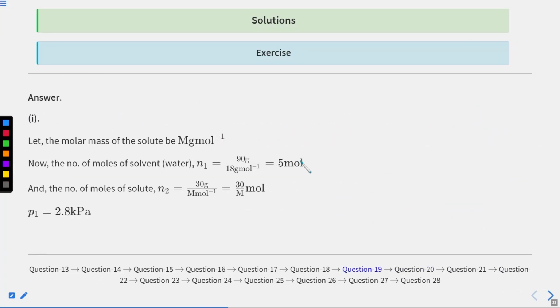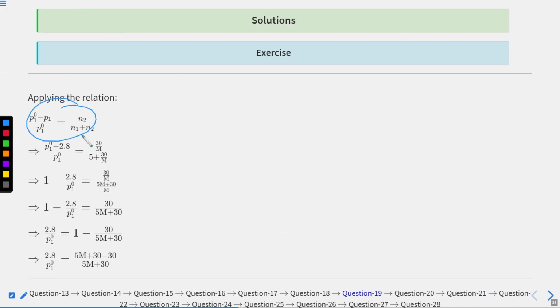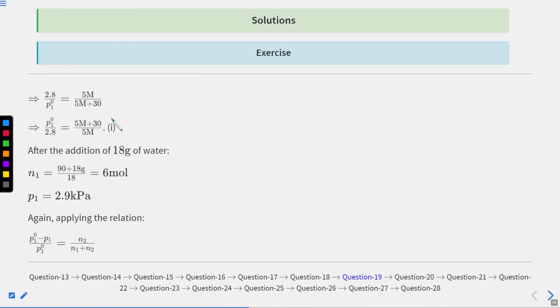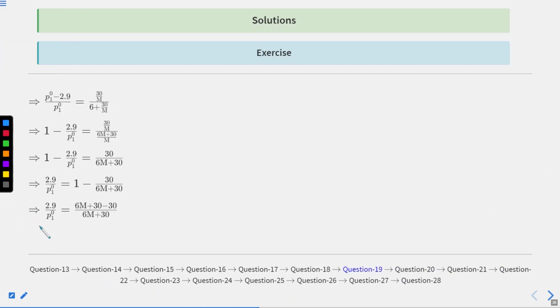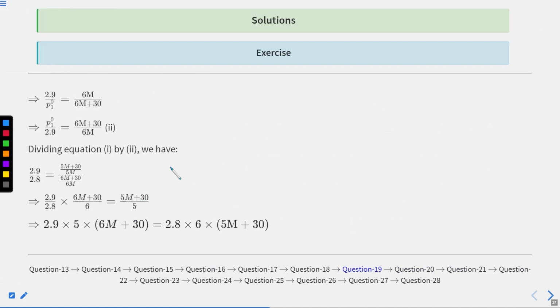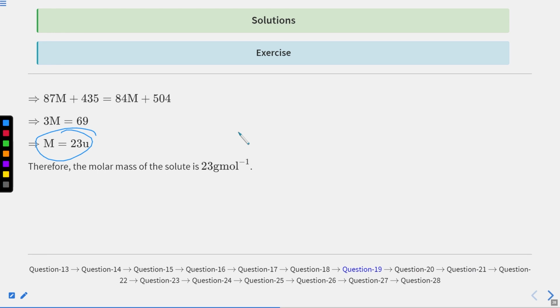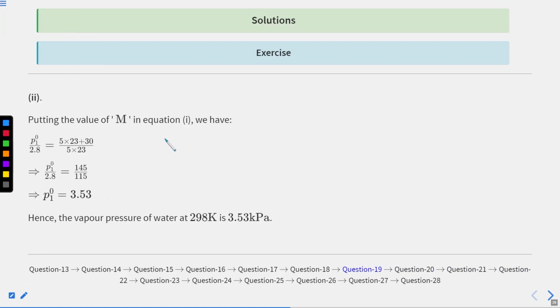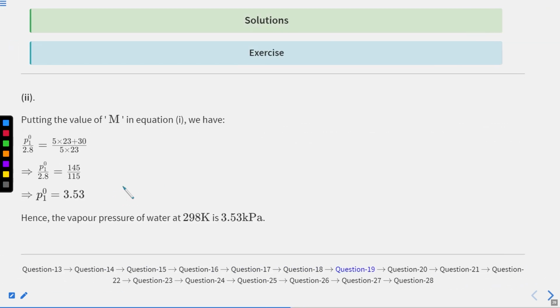So they have done the same thing. They have calculated the number of moles. Further, we have used this formula for the first case to get this equation. We can use the same formula for a different situation. Equate both of these to get two different values. So it is 2.9 kilopascal, and it is 6 kilopascal. Now they have calculated the molarity out of this. Second question: we can use this to calculate P naught one also, which comes out to be 3.53.